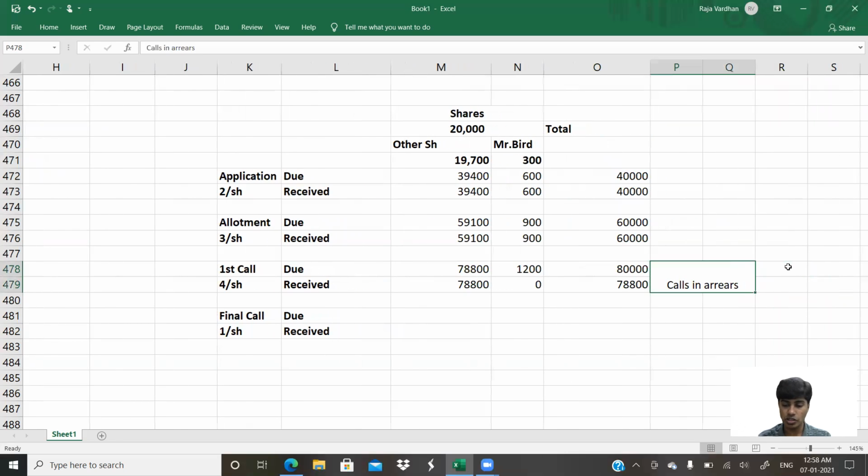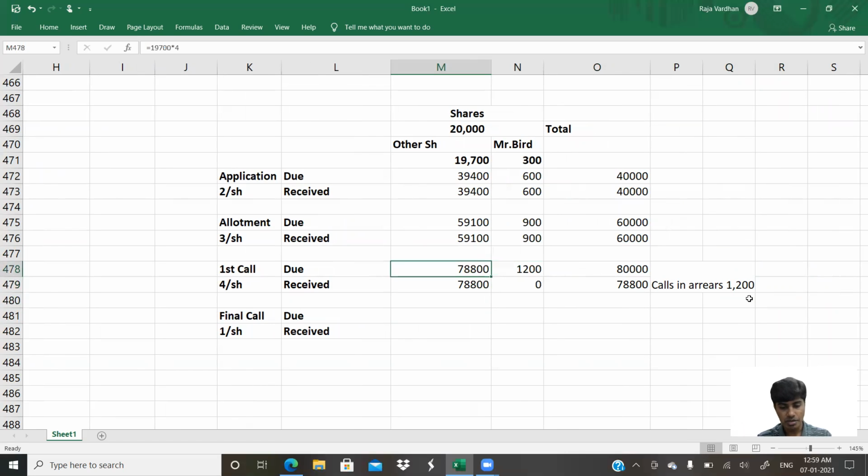So there is calls in arrears here. How much is calls in arrears? Calls in arrears is 1,200. How did I arrive at calls in arrears 1,200? 300 shares of Mr. Bird. He didn't pay 4 rupees per share. 300 into 4, 1,200. Or in other terms, 80,000 was receivable. 78,800 was received. 80,000 minus 78,800, 1,200 is calls in arrears. This 1,200 is calls in arrears.